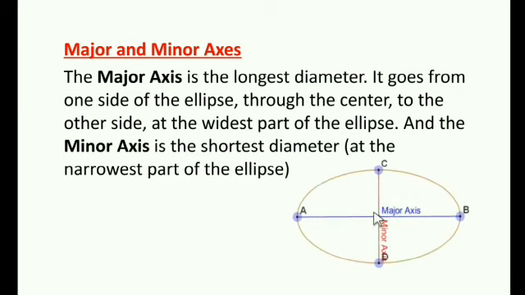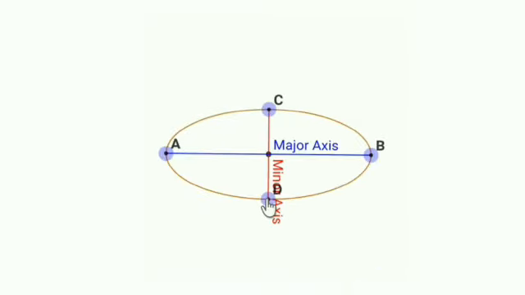Look at this. Here AB is the major axis. This is along the x-axis. And CD is the minor axis. This is along the y-axis. So this ellipse is a horizontal ellipse. This is the major axis along AB and this is the minor axis on CD.